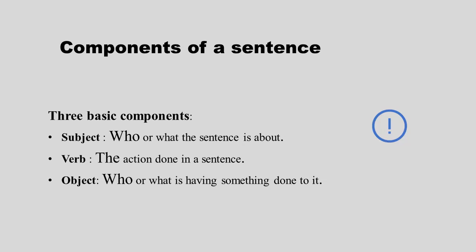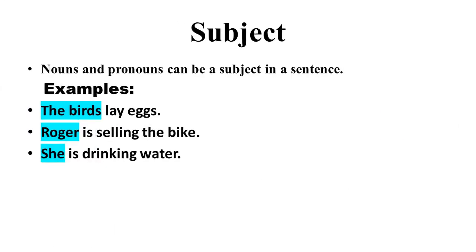What is a subject? The subject is the word about which we talk in the sentence, about whom we say something in the sentence, about whom we give information in a sentence. Subject is the doer of action in the sentence, the doer of the verb. For example, the birds lay eggs. Here, laying eggs is the action that is being carried out, and who has done the action? The birds. So, in this sentence, we are talking about birds.